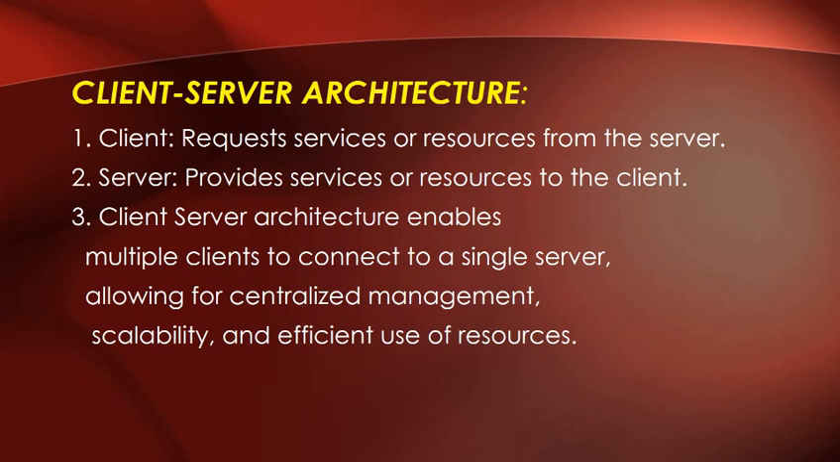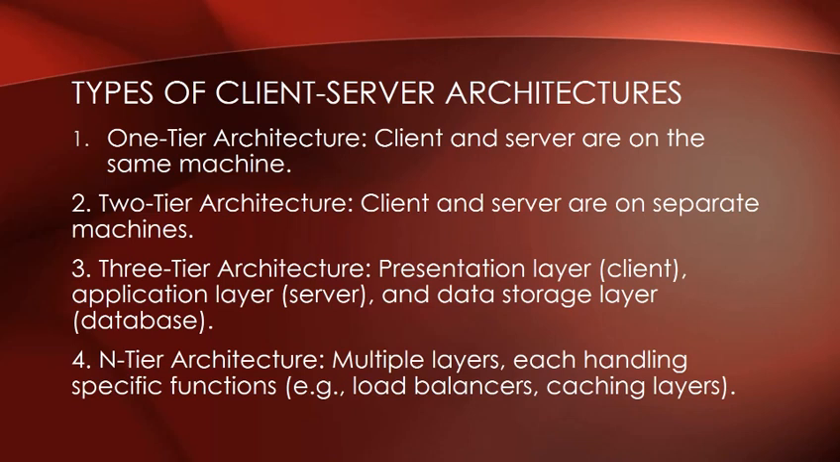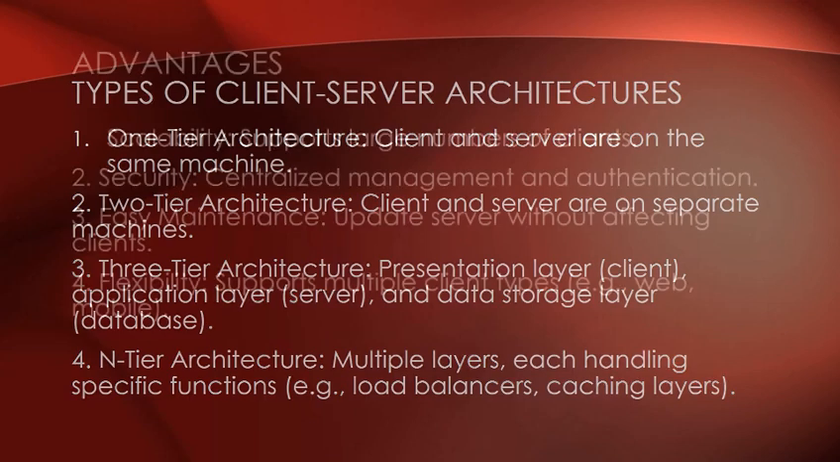The client-server architectures enable multiple clients to connect to a single server, allowing for centralized management, scalability, and efficient use of resources. The types of client-server architecture are one-tier architecture, two-tier architecture, three-tier architecture, and n-tier architectures. In the one-tier architecture, both the client and the server are on the same machine. Two-tier architecture, client and server are on separate machines. And three-tier architecture, presentation layer, application layer, and data storage layer or data access layer. In n-tier architectures, multiple layers, each handling specific functions, for example, load balancers and caching layers.